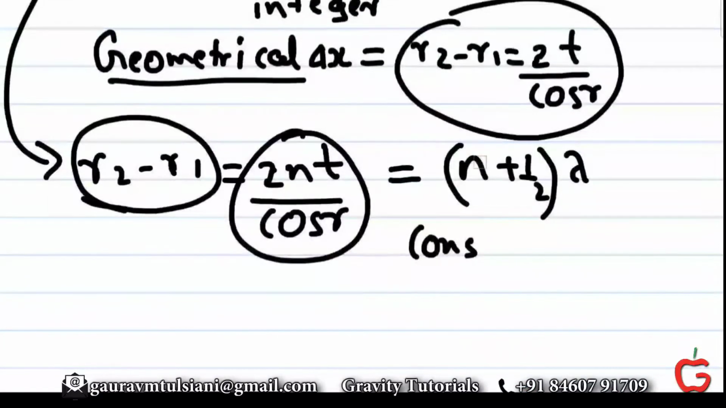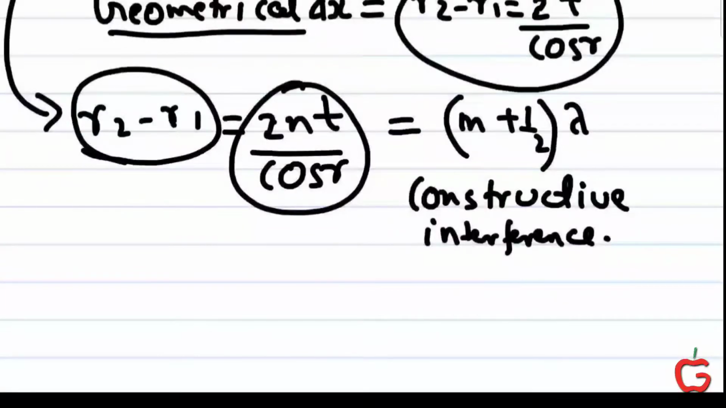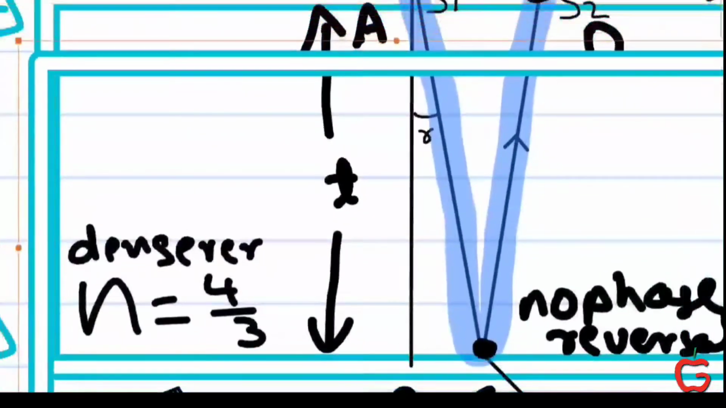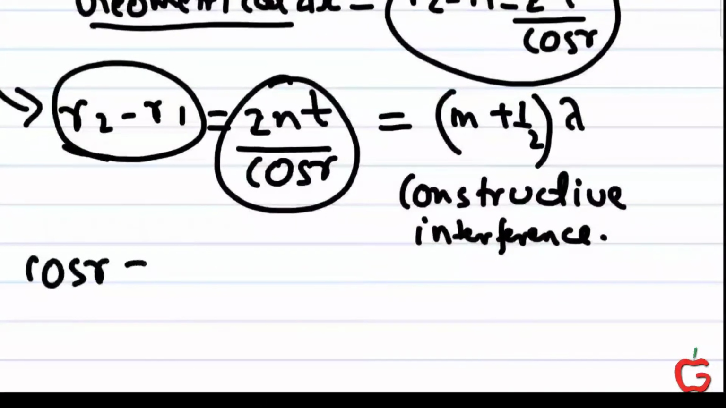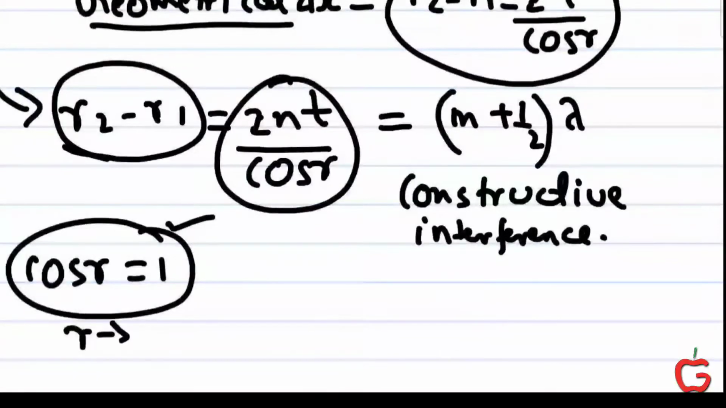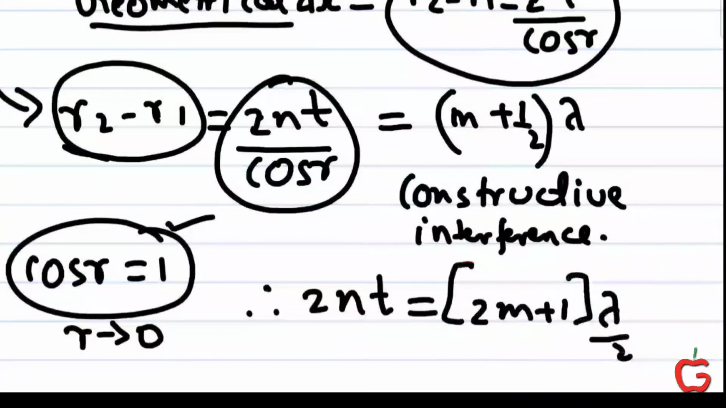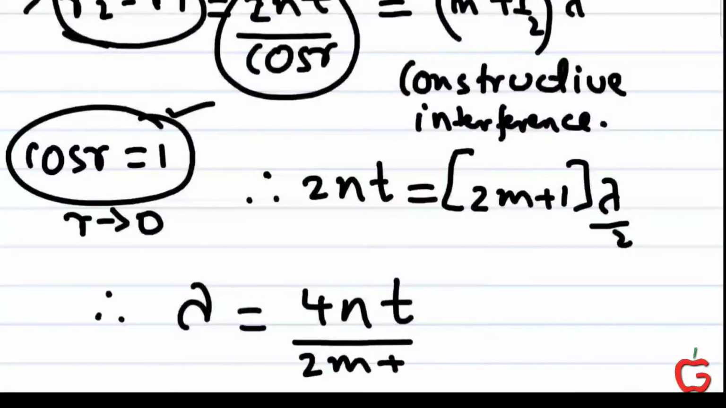So we take this as m. In most of the cases, the thickness of the film is so less that the angle of refraction itself becomes negligible. Now, since the angle of refraction is negligible, cos r becomes 1. When r tends to 0, cos r becomes 1. So we get this relation: 2nt is (2m plus 1) lambda by 2. That is odd multiples of lambda by 2. Therefore lambda becomes 4nt upon (2m plus 1).